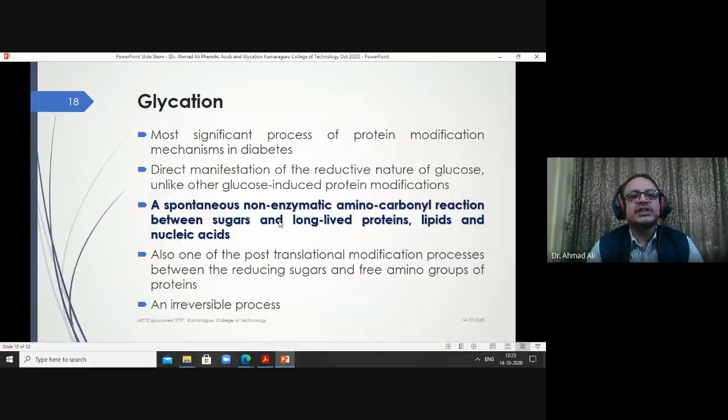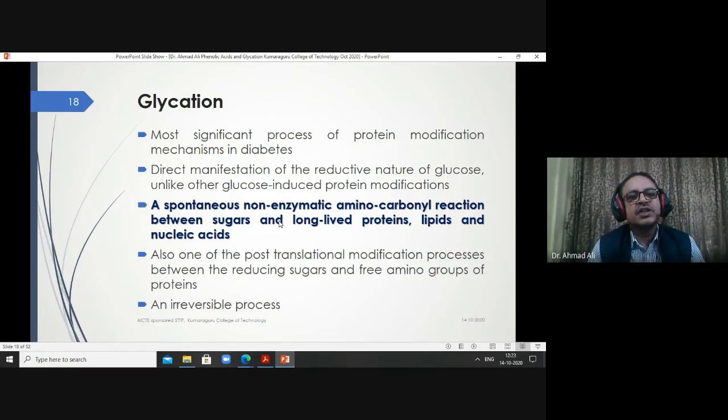So what is glycation? As in the previous diagram, we have seen that during hyperglycemia, proteins get modified because of various molecular modifications. One of them, one of the very important ones, is glycation. This is because of the reductive nature of glucose, because it has an aldehyde group. Most of the sugars have a carbonyl group which makes them active.